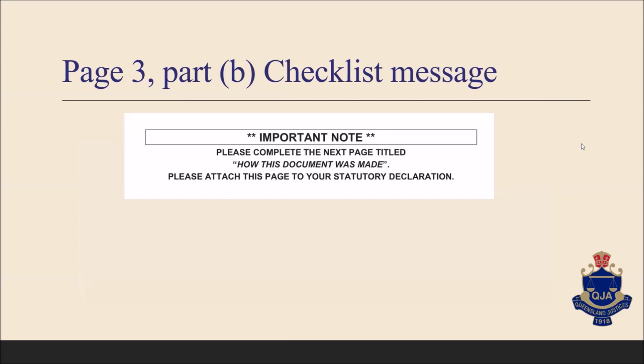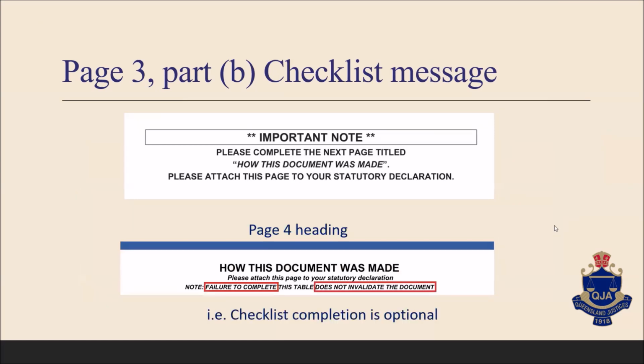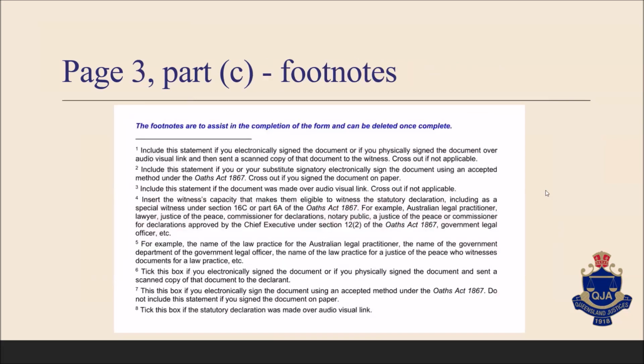Part B is headed Important Note and asks the declarant to complete the page 4 checklist. However, the heading of page 4 reveals non-completion will not invalidate the document. In other words, page 4 is optional. It does not need to be completed. Part C of page 3 contains footnotes to pages 1 and 2. It does not need to be retained with the completed document.